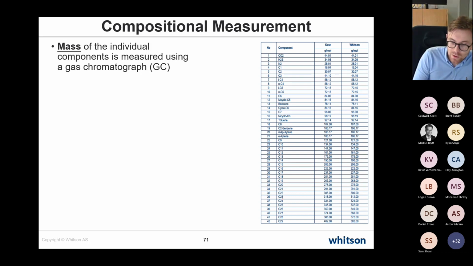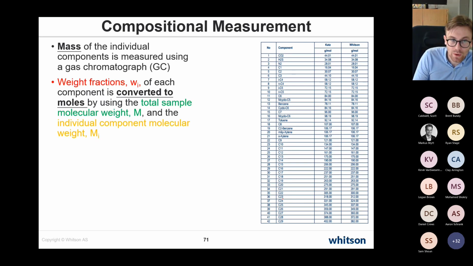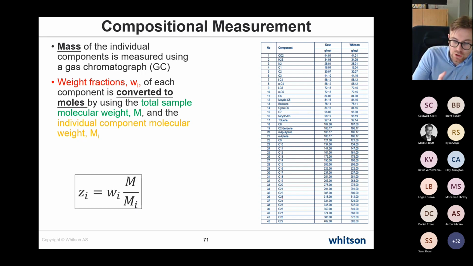So you will basically get a number of weight fractions of each individual component that is then converted to moles by using the total sample's molecular weight and the individual component's molecular weight. The way to do that is to apply this formula right here. The weight fractions themselves can be uncertain because of baseline shift issues, or because an internal standard hasn't been applied appropriately, for instance. So there's uncertainty in the direct measurement of this.